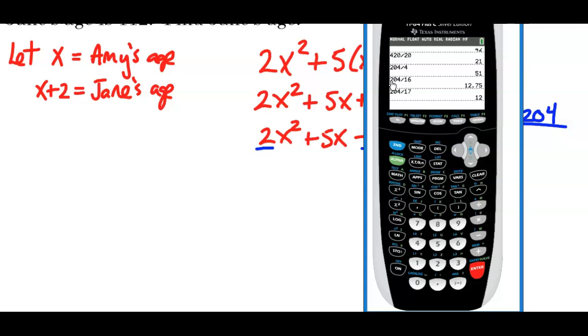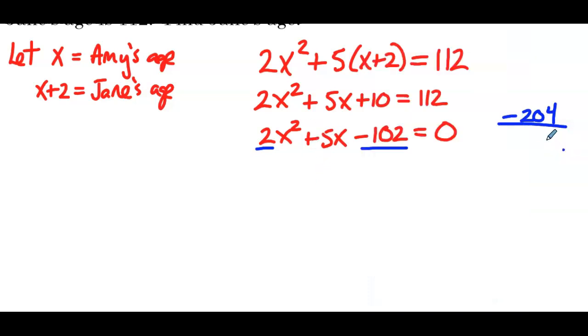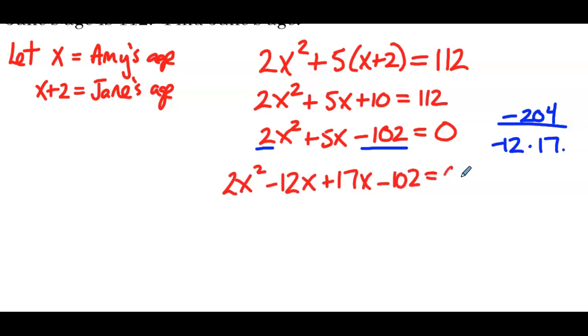Well, one of them has to be negative because we're multiplying to negative 204. So we can get positive 5. So we found the factor pair, 12 and 17. So we're going to go negative 12 times positive 17. So we'll rewrite this as 2x squared minus 12x plus 17x minus 102 equals 0. We'll group the first two together, second two together.